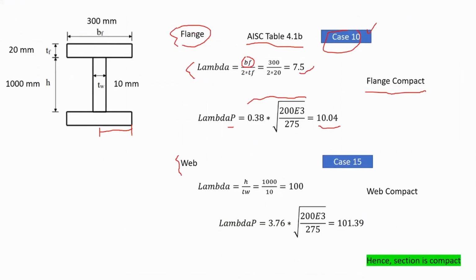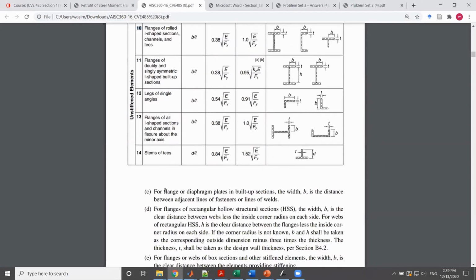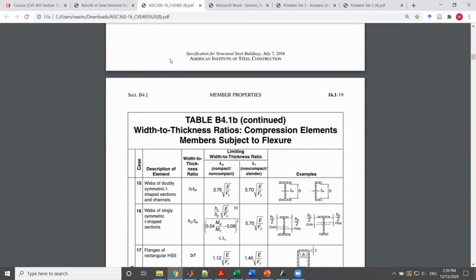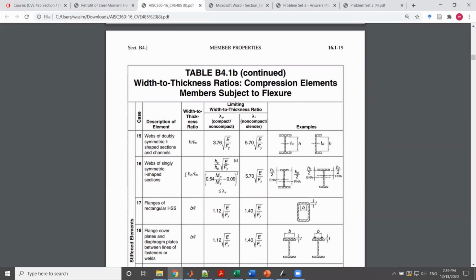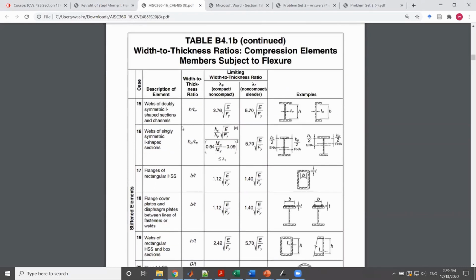Okay, now I check the flange, it is compact. I have to check for the width. So for the width, I have to consider another case. It's not here. The one that is above is talking about flanges. This one is talking about webs of doubly symmetric I-shaped sections. Case number 15 is talking about what we need.